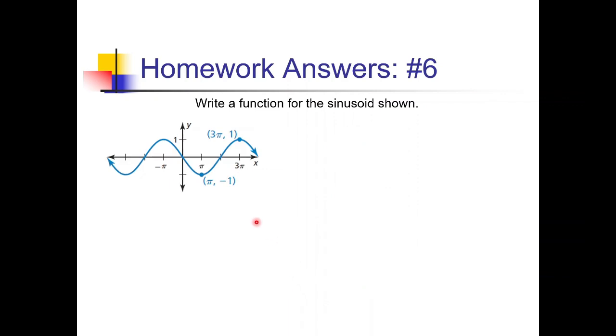For this problem, to write a function for this, let's start by getting the a value. That's going to be max minus min divided by 2, half the height. So 1 minus negative 1 over 2. That's 2 over 2, which is 1.